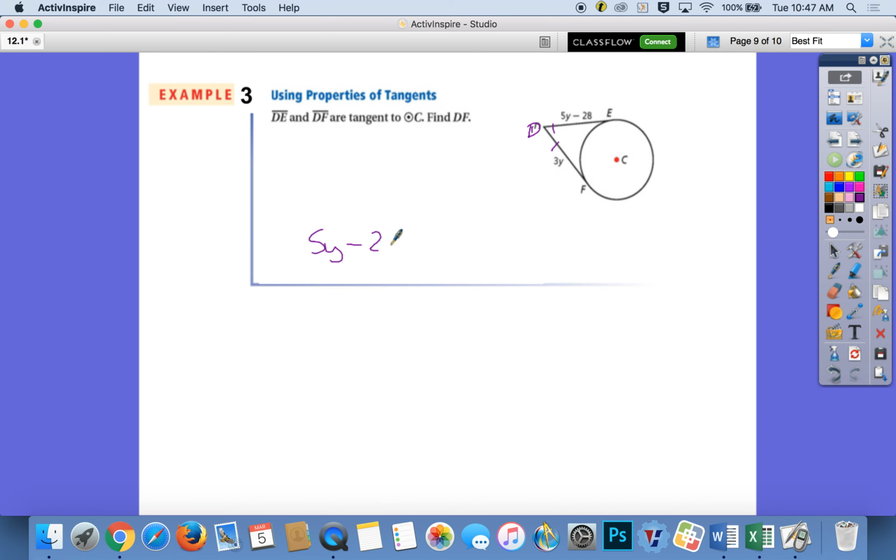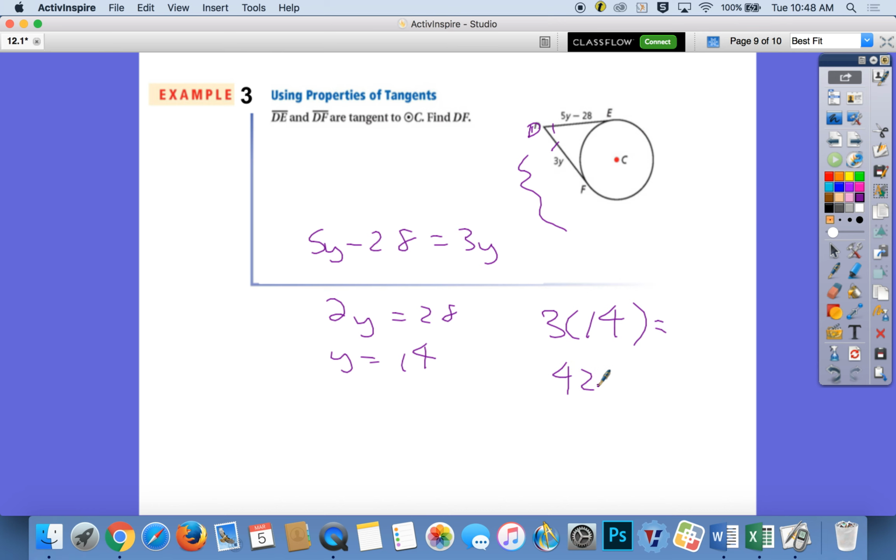So 5y minus 28 equals 3y. We can solve for y, subtract it over and add it over, and you get y equals 14. Okay, what are they asking for? Not y. They may, but in this case, they're asking for DF. All right, so 3 times 14 is going to give us 42. Okay, so the measurement of DF is 42.